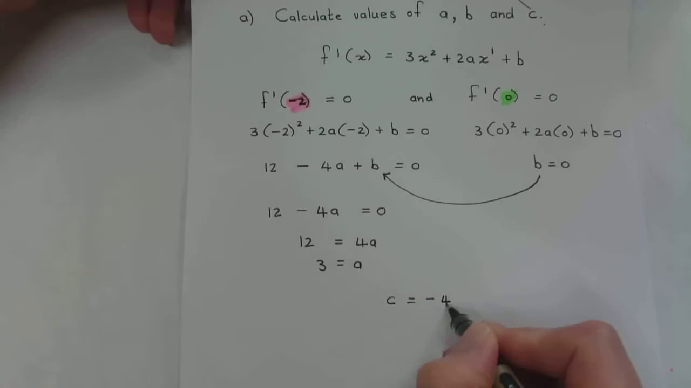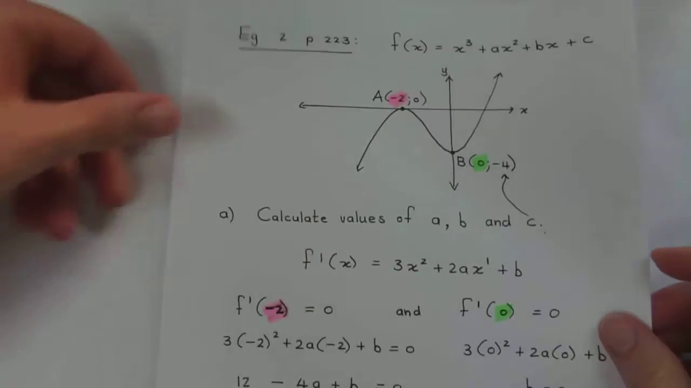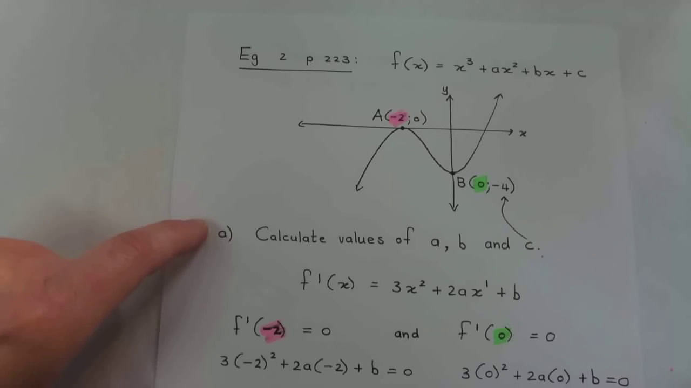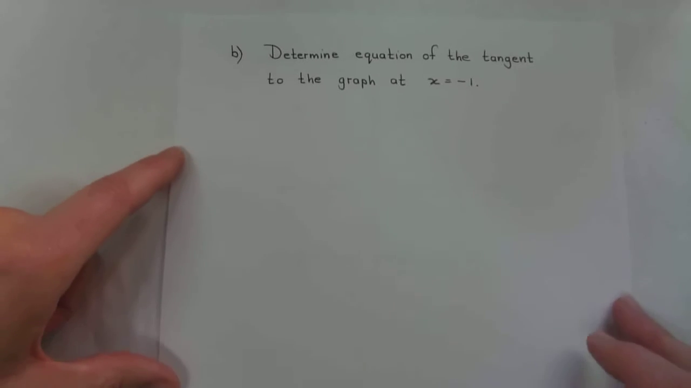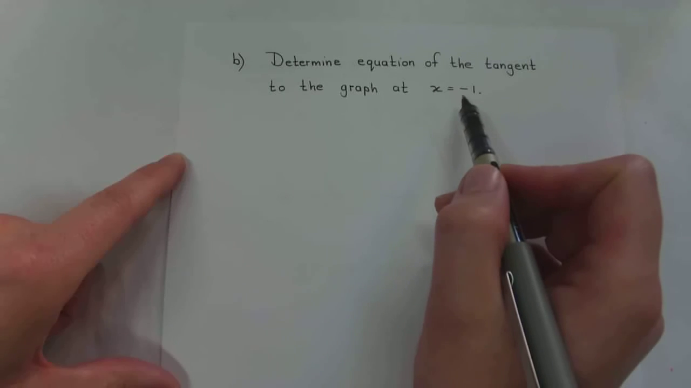Which means I've answered my question. A is 3, b is 0, c is negative 4. Now, obviously, they like giving these follow-up questions, and the first follow-up question they give me here is: determine the equation of the tangent to the graph at x equal to negative 1.